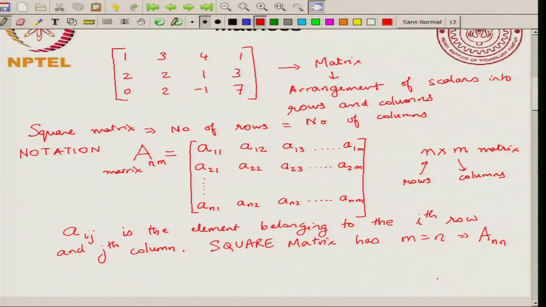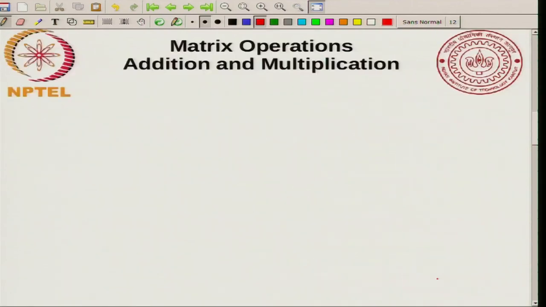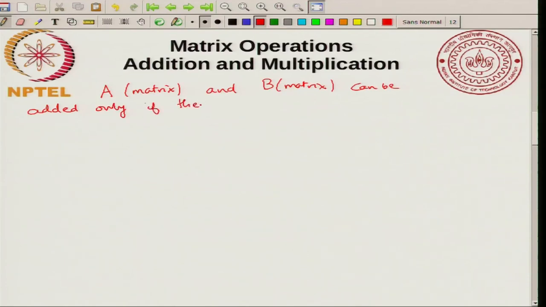Now you can ask, where is this useful and what are the properties of matrices? Let's look at some basic properties of matrices. I'll go through this very quickly because I'm sure many of you are familiar with these. As far as addition and multiplication goes, A, which is a matrix, and B, which is also a matrix, can be added only if they have the same number of rows and columns. If you want to add two matrices, they should have the same dimensions.